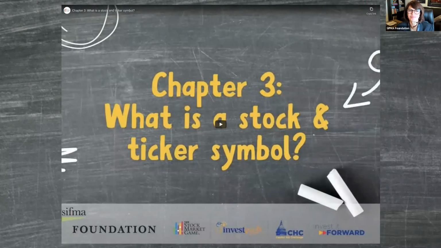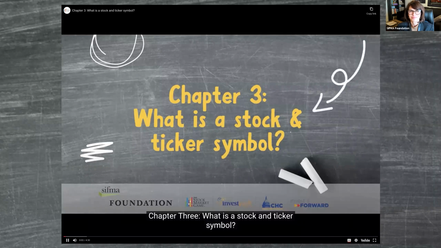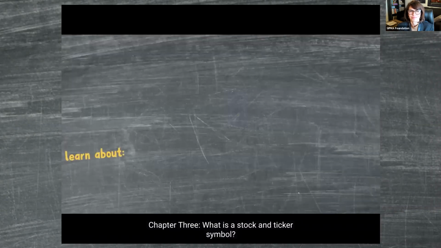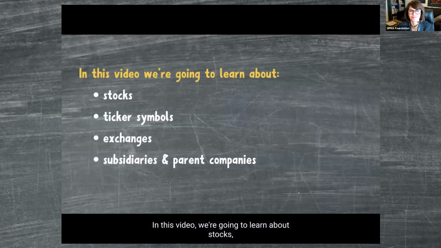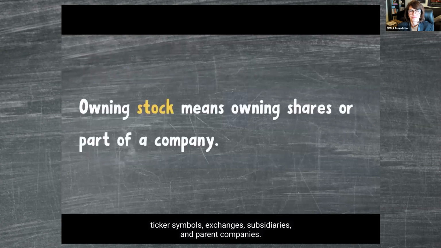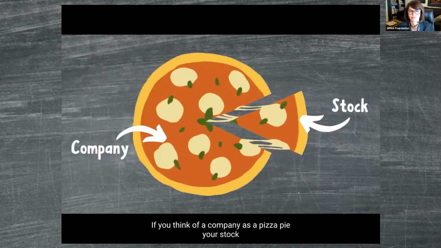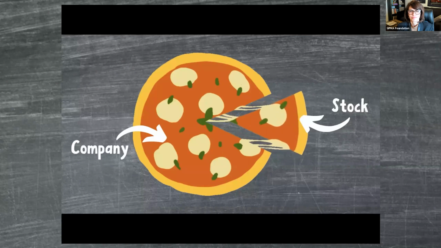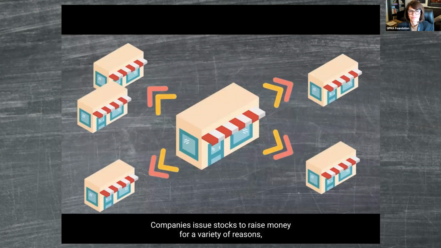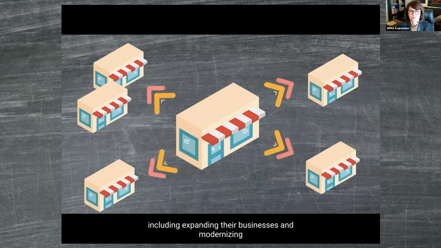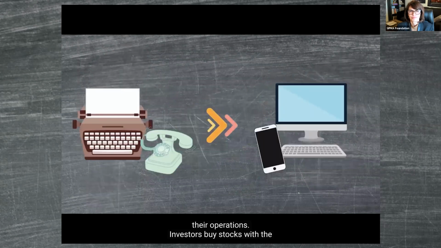So let's watch it. Chapter 3, what is a stock and ticker symbol? In this video, we're going to learn about stocks, ticker symbols, exchanges, subsidiaries, and parent companies. Owning a stock means owning shares or part of a company. If you think of a company as a pizza pie, your stock would be owning a slice of that pie. Companies issue stocks to raise money for a variety of reasons, including expanding their businesses and modernizing their operations.